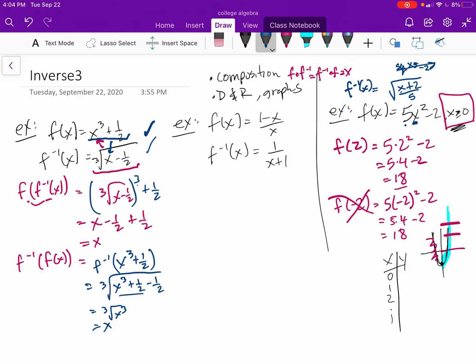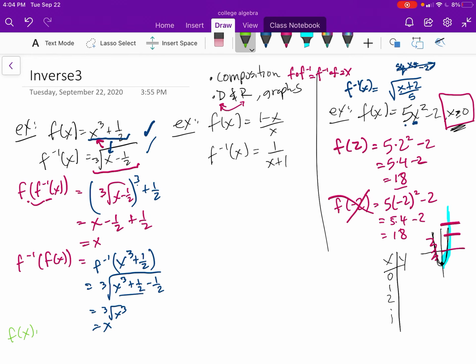All right, next what I wanted to talk about was the domain and range here. Because we are changing the x and the y, if you find the domain for f, that'll be the range for the inverse. And vice versa, if you find the range for the inverse, it'll be the domain for f. So if I look at f of x, let's go in and switch colors here.